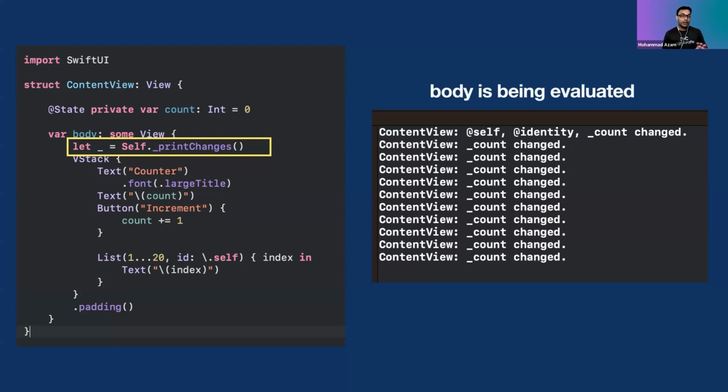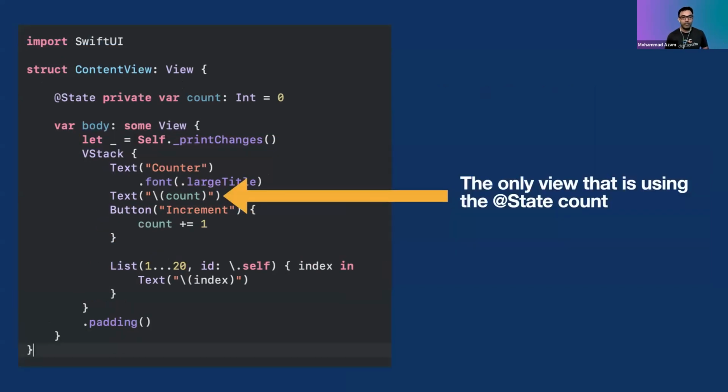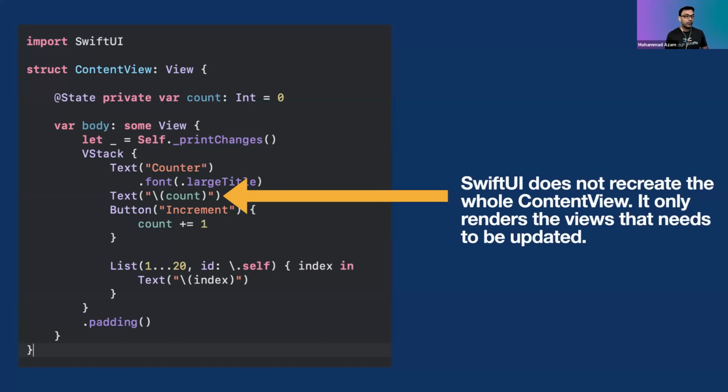There is a difference between body being re-evaluated versus body being re-rendered. Re-evaluation simply means that SwiftUI is going to look at the body really quickly and find out if something has changed. But re-rendered means that SwiftUI has already found something that has changed and it's going to redraw it. So just like I said, the text with the count property is the only one that's getting redrawn again, because that's the only one that actually changed.